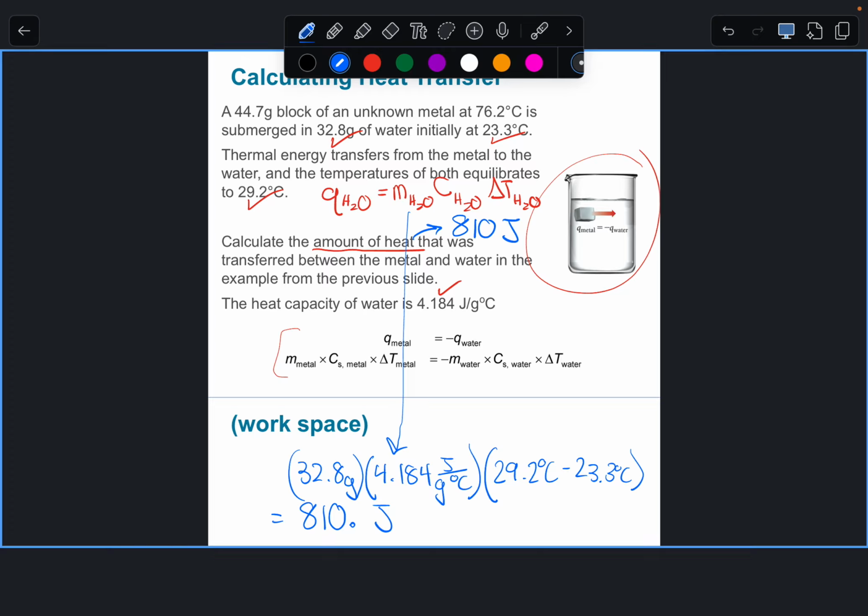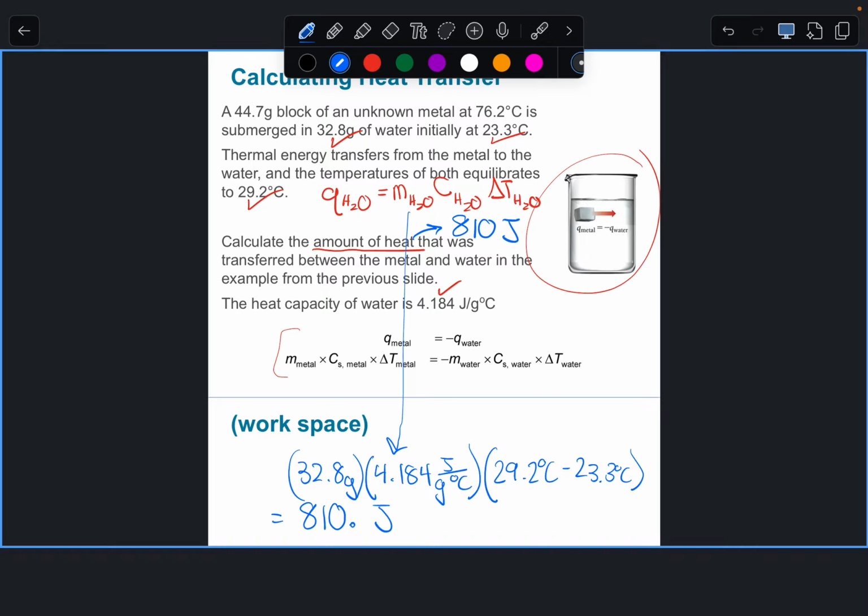Sometimes you'll see specific heat capacities given in moles. This is usually for gases. So it might say joules per mole degree Celsius. So you need to transfer that into moles or convert the grams into moles if that's what you're given. Okay. So 810 joules is being handed off from the metal to the water. That's why the metal's temperature decreases, the water's temperature increases.